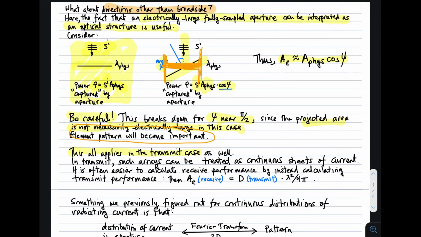Now this all applies in the transmit case as well. In transmit, such arrays can be treated as continuous sheets of current, and it's often easier to calculate receive performance by instead calculating the transmit performance via reciprocity. The effective aperture is equal to the directivity on transmit times lambda squared over 4 pi.